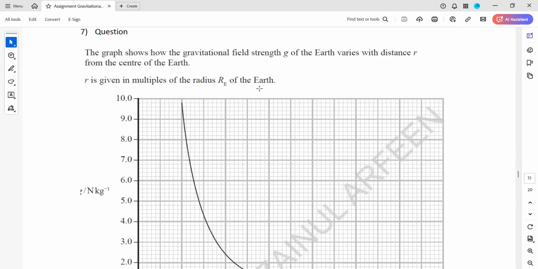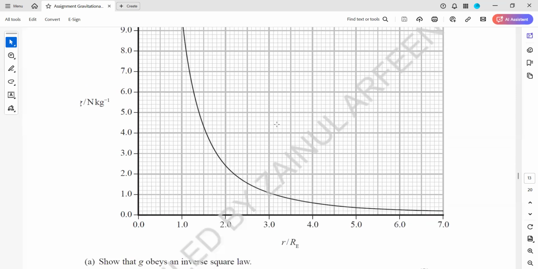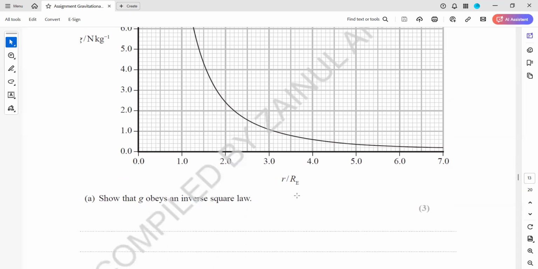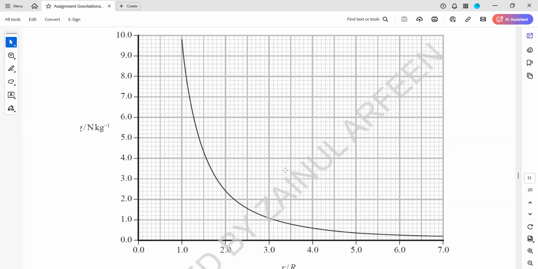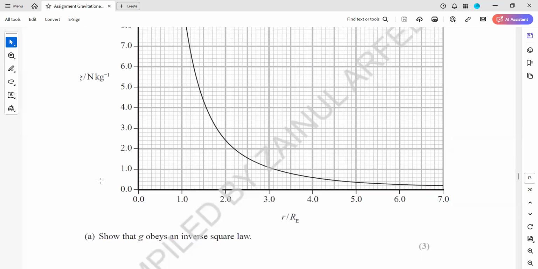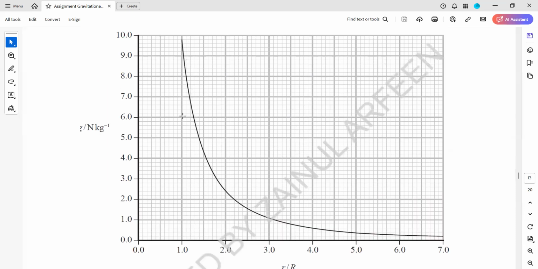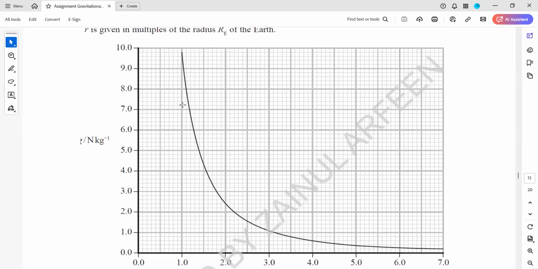Question 7. The graph shows how the gravitational field strength g of Earth varies with the distance r. It follows the inverse square relation. The r is given in multiples of the radius of Earth, so it is actually a comparison. When the ratio r to rE is 1, it means the object is at a distance of one radius of the Earth, so this distance is the radius of Earth.